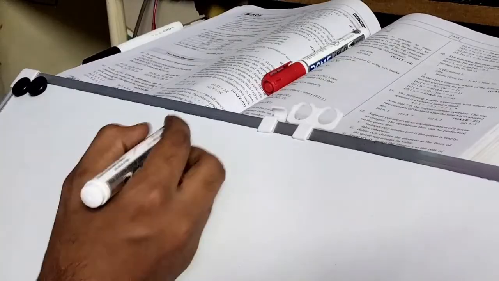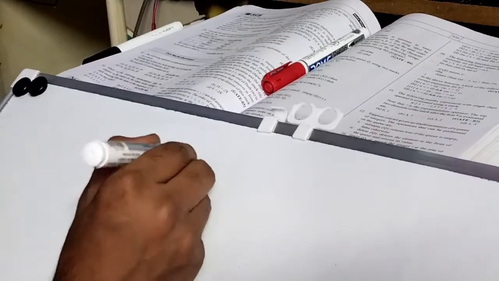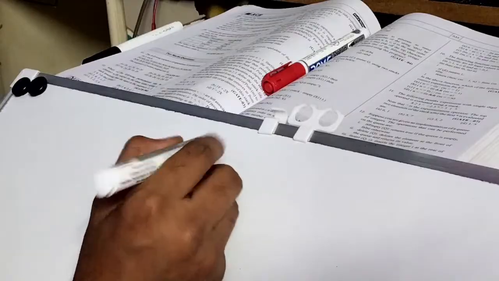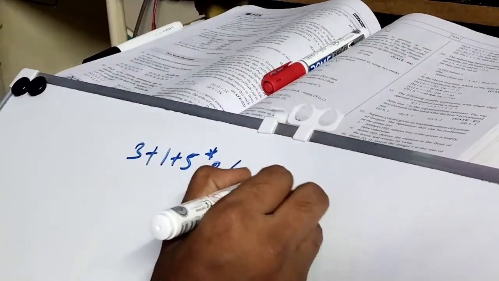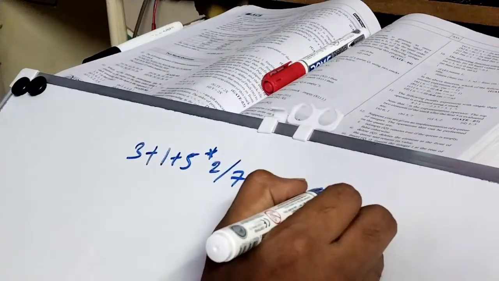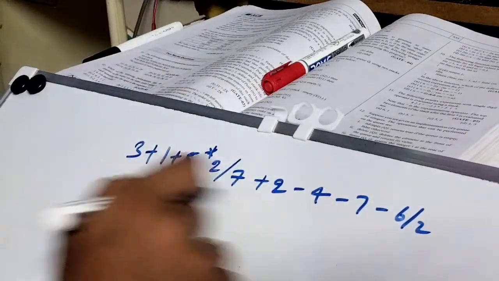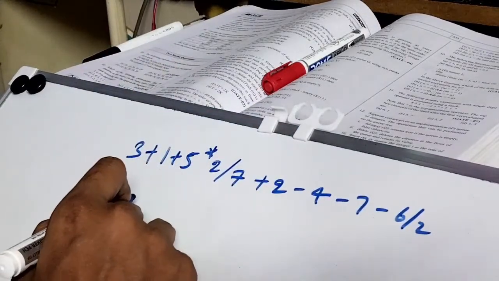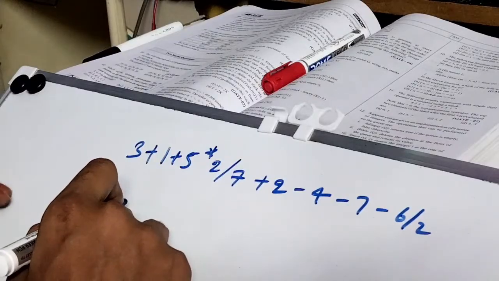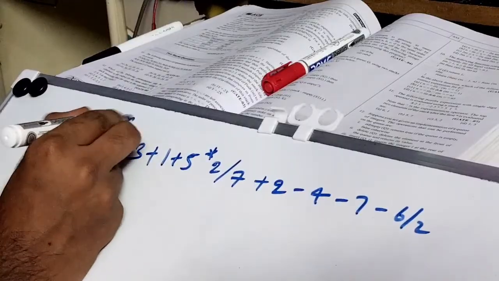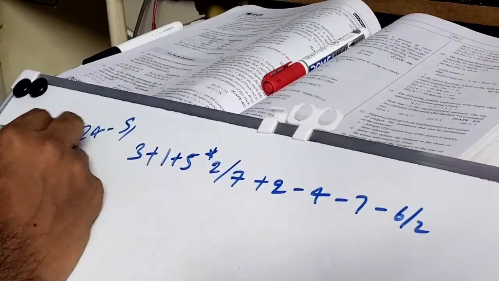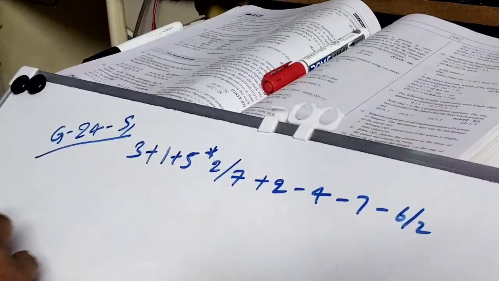We have given a question: 3 plus 1 plus 5 divided by 7 plus 2 minus 4 minus 7 from 6 by 2. This was the expression I had given. This question is on stacks and queues, from GATE 2024 session 1.